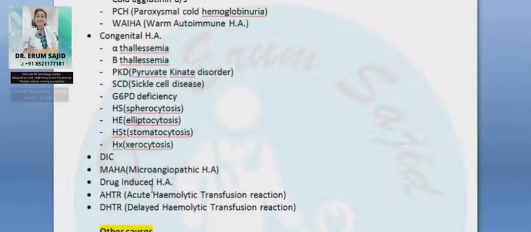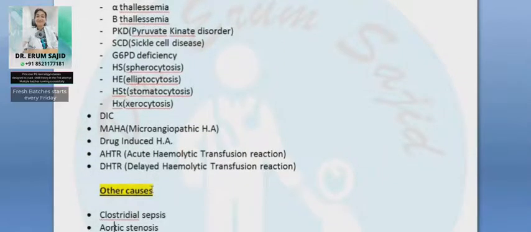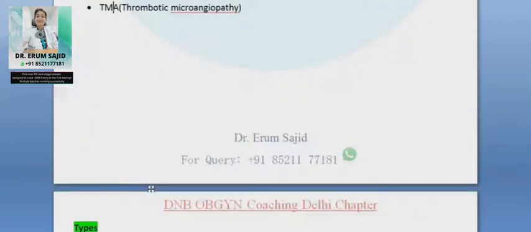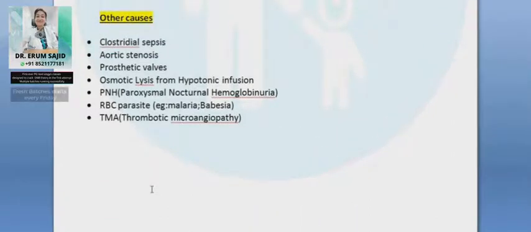Then you have drug-induced hemolytic anemias, and then definitely acute and delayed hemolytic transfusion reactions. That also causes hemolysis. There might be so many other causes, but these are coming up, like clostridial sepsis. Any kind of infection would lead to hemolysis. Clostridium, malaria, babesia, they'll all cause hemolysis. Paroxysmal nocturnal hemoglobinuria, osmotic lysis from hypotonic solution, and prosthetic valves, aortic stenosis. The aortic stenosis and prosthetic valves give rise to a shearing effect on the RBCs.